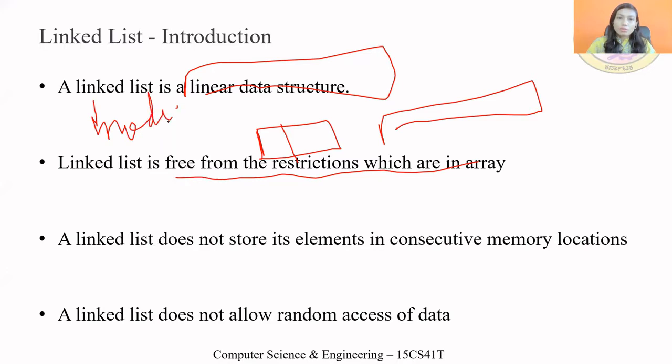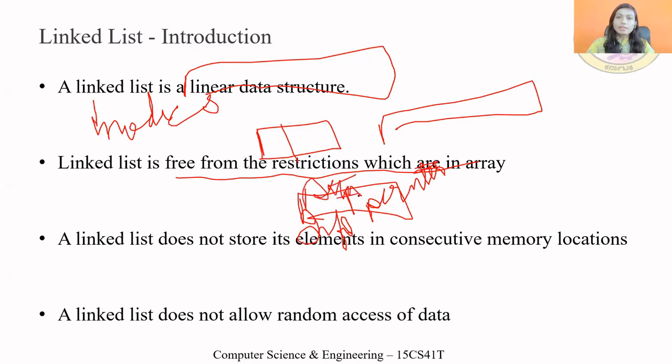So what is this node? This is called one node. If it is singly linked list, only two parts will be there. One is information, another is pointer. So this will be data and next it will be pointer. It does not store any element in consecutive memory location and does not allow random access also.